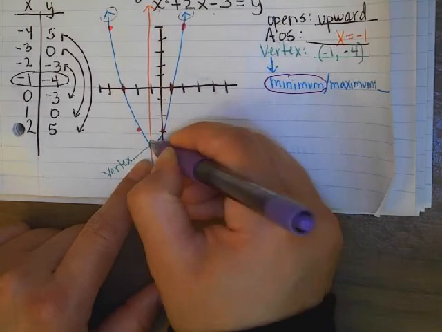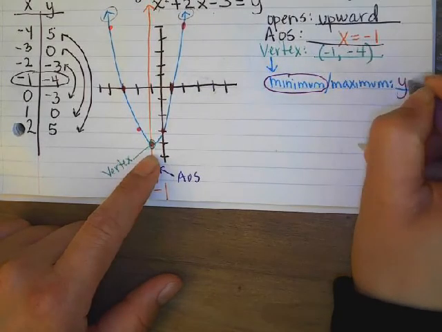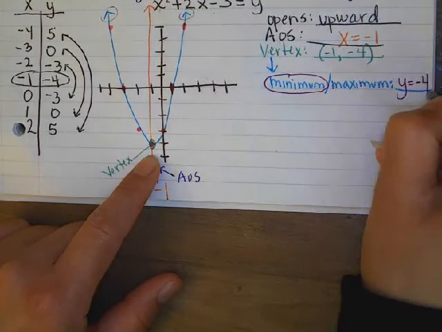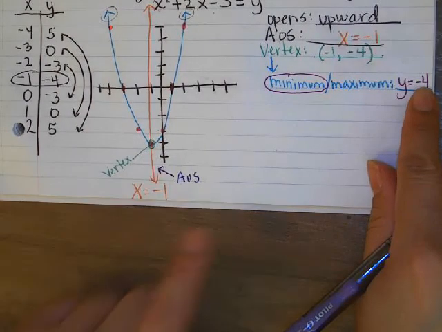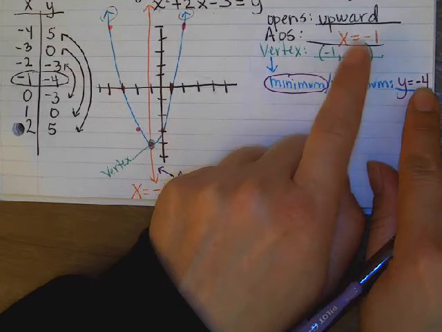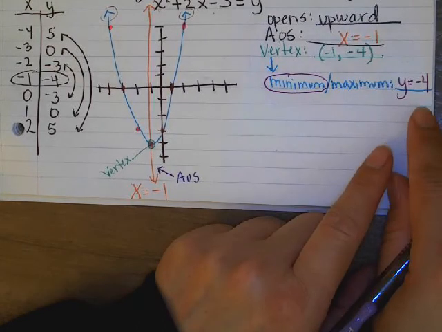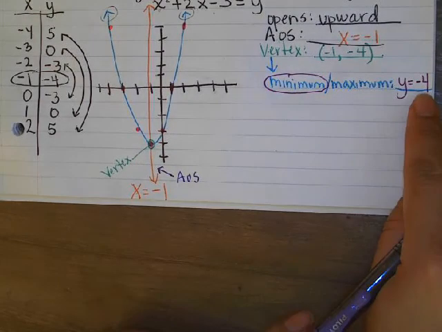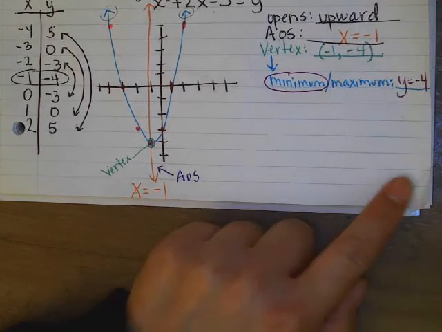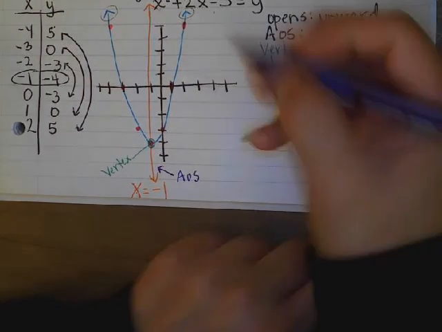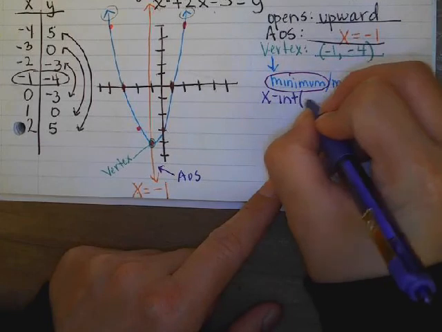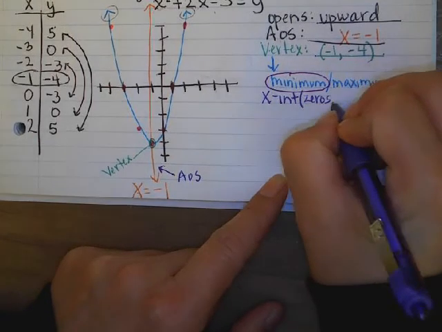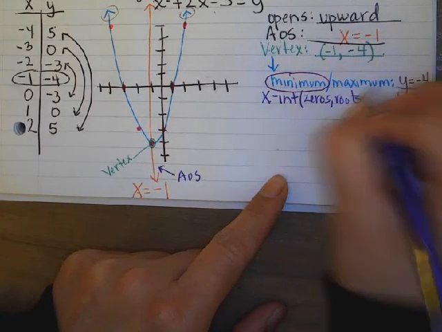Now they might even ask you, well, what is that minimum value? What is the lowest you go? Well, the lowest you go is -4. Y equals -4. It's always going to be Y because the Y is the one that's up and down. It's always going to be Y, and then that number, you're always going to get it from the Y value of your vertex.